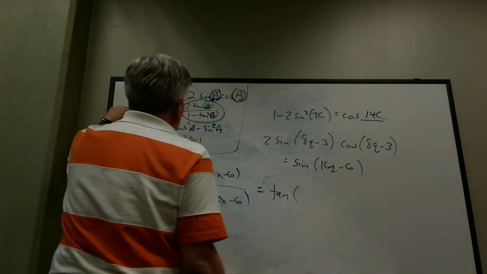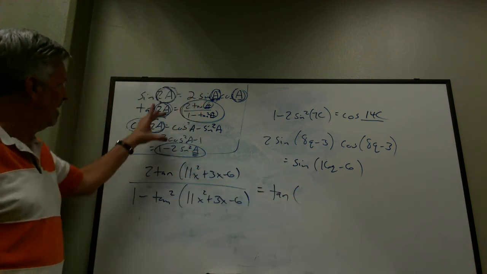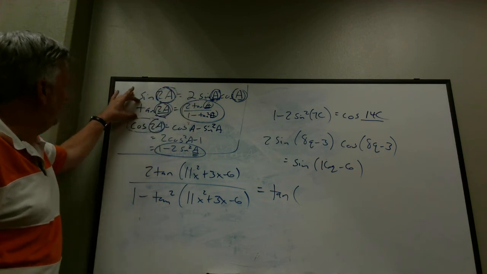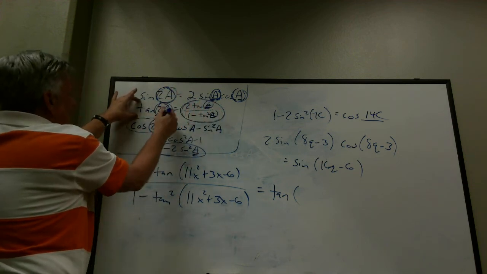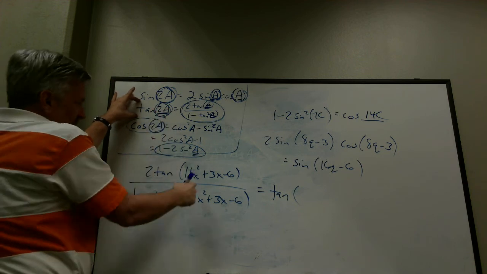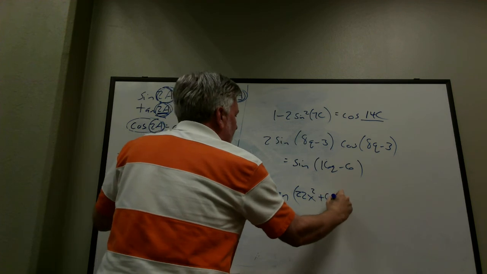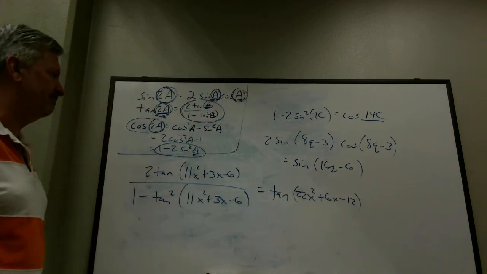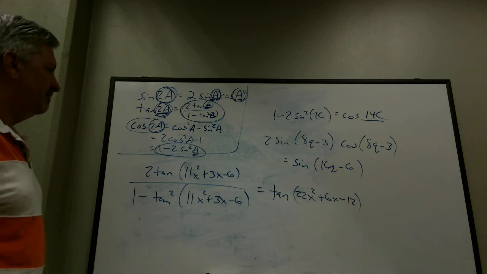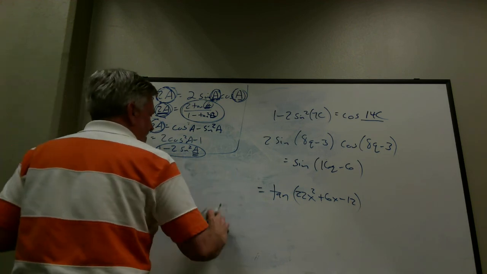Now, what angle needs to go here to make this a true statement? Well, if anything of this form, you can rewrite in this form. Whatever angle's here and here, it's equal to tangent of double the angle. So all we have to do is double the angle. So that's 22x squared plus 6x minus 12. So these are equal to one another because those are equal. Okay? And then one more of this type.